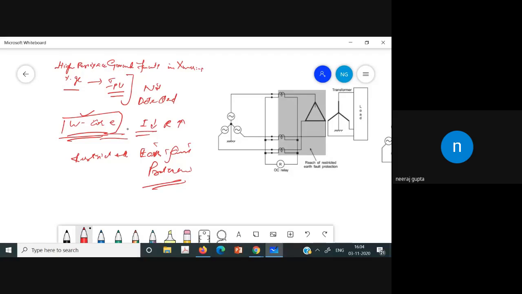Now, the schematic here shows the high resistance ground fault on the delta side. Now, from this we see that if, let us suppose, a fault occurs on the star side, then the current flows in the lines connected to the delta side in such a way that no spill current will result through the relay, and as a result, the reach of this relay is automatically restricted.